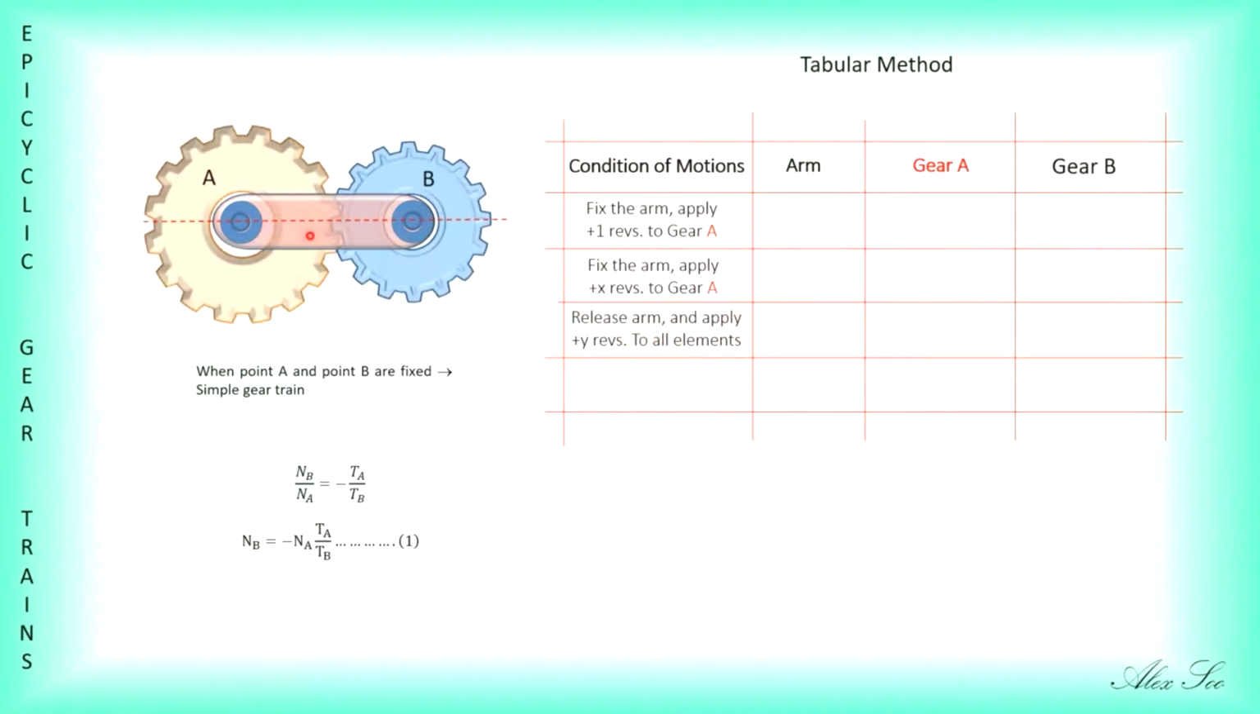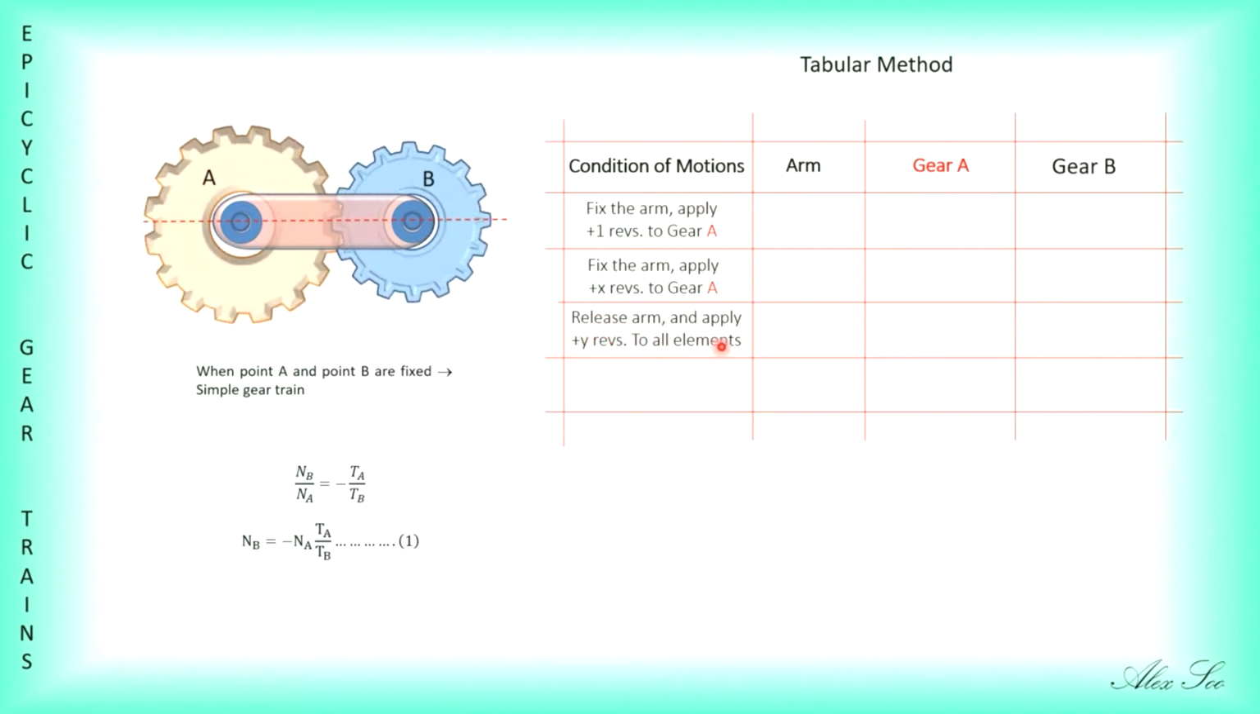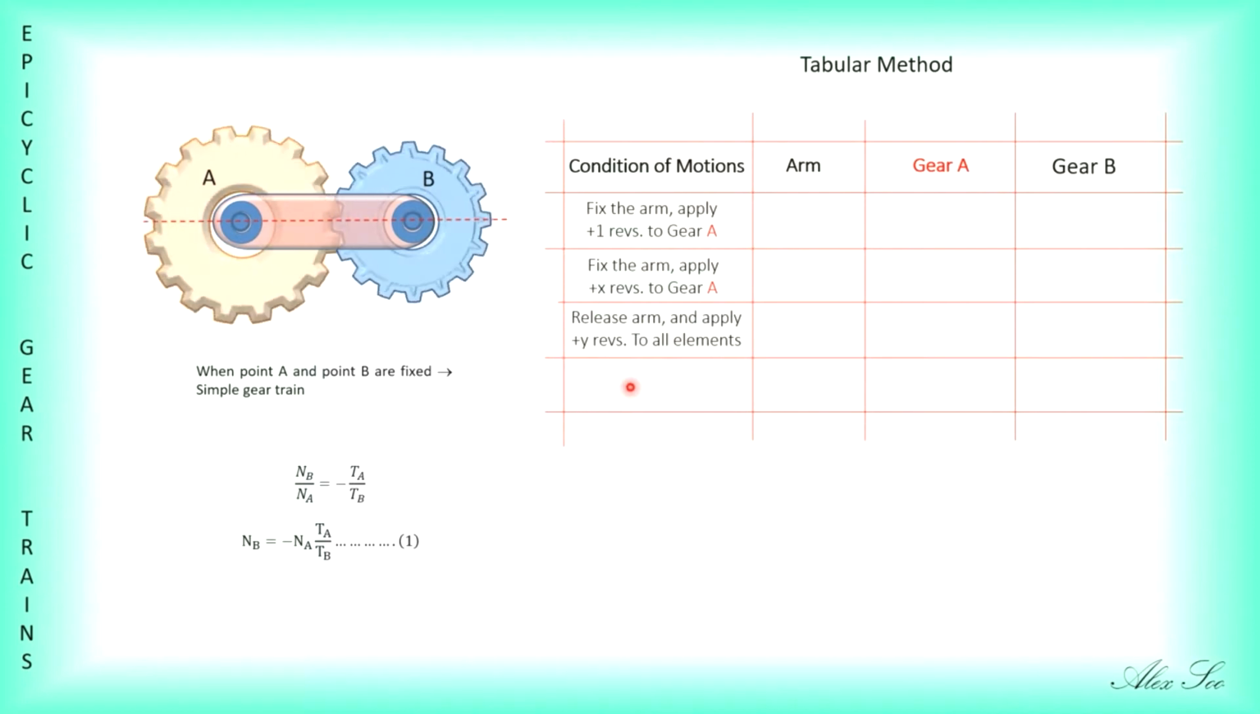Okay, then you release the arm. Let it rotate freely with Y revolutions. That means it's still unknown to all elements. So when you release the arm, you will have to add Y revolutions, which is unknown, to gear A, gear B, and the arm itself. Then the last step in this column is you need to add up the second row and the third row to give you the total motion.